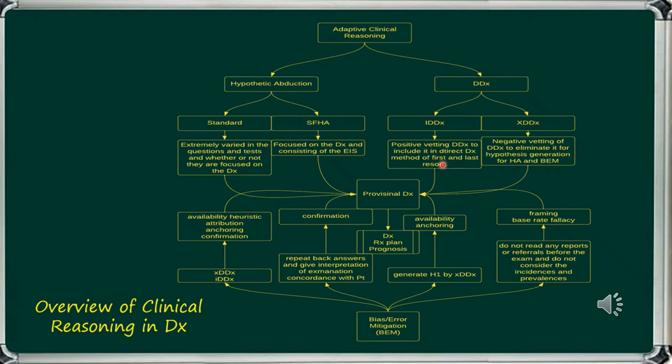Now, in both cases, if this works out okay, it gives a provisional diagnosis that then has to be checked for bias. So down here, we have bias and error mitigation, and we've got a number of different ways of doing this. I've not listed all of them, just the ones that are most common. So we've got exclusionary differential diagnosis and inclusionary differential diagnosis. They can be used to check heuristic biases, attribution, anchoring, confirmation bias. This is particularly useful when you've used an availability heuristic to make the first hypothesis.